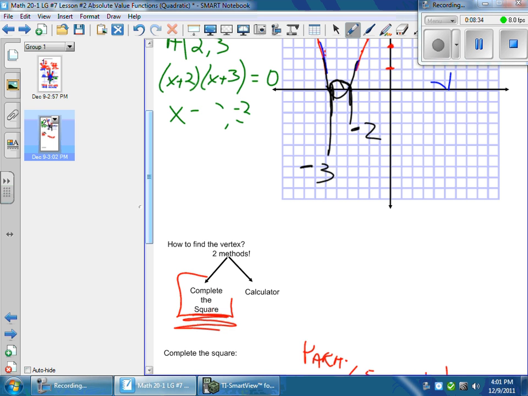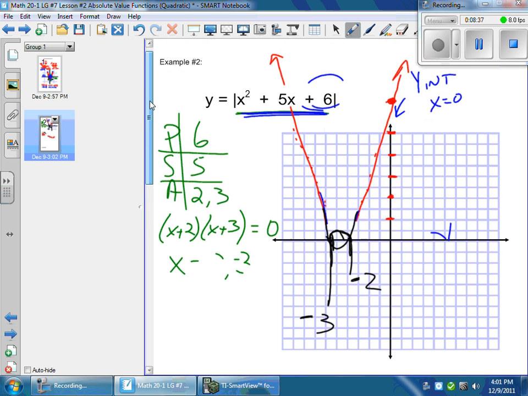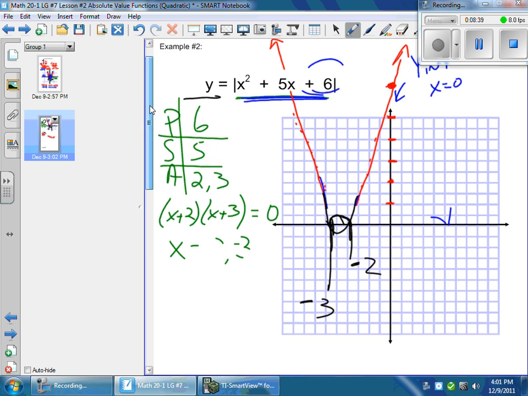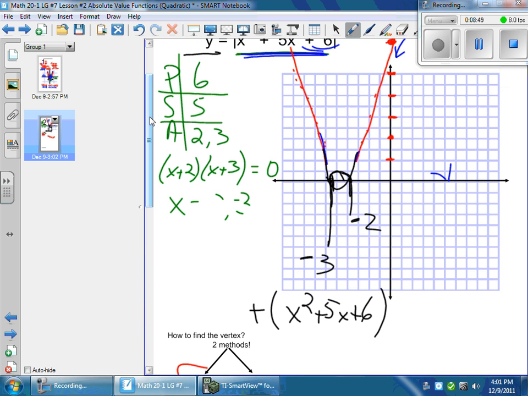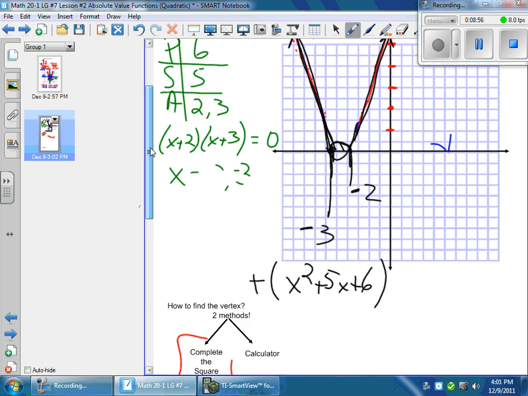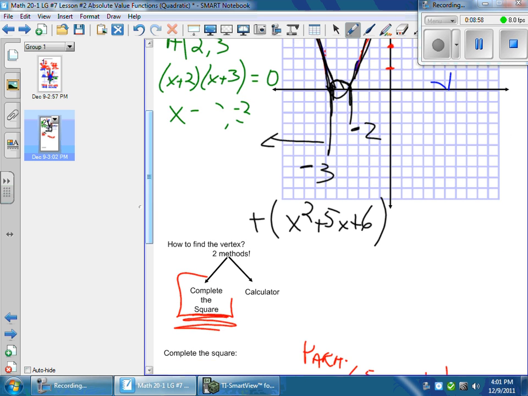Perfect. So let's do this for the positive value. The original function was this. Okay, let's do it for the positive value. So this is x squared plus 5x plus 6 for the positive value means what? You were looking at what part of the graph? You were looking at the positive part of the graph, the original parabola. So the original parabola at minus 3 that way, at minus 2 that way. So x has to be, of course, less than or equal to minus 3, and x has to be greater than or equal to minus 2.